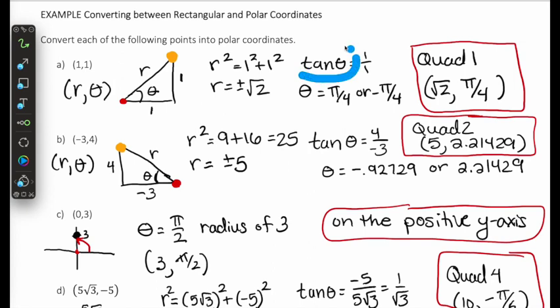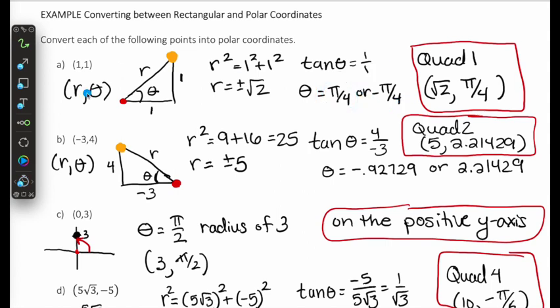Now, when I go to find my angle, we're going to use tangent. I'm going to say tangent of theta is opposite over adjacent. So we're going to do y over x. So in this case, I have tangent of theta is 1. So my angle could be pi over 4 or negative pi over 4.